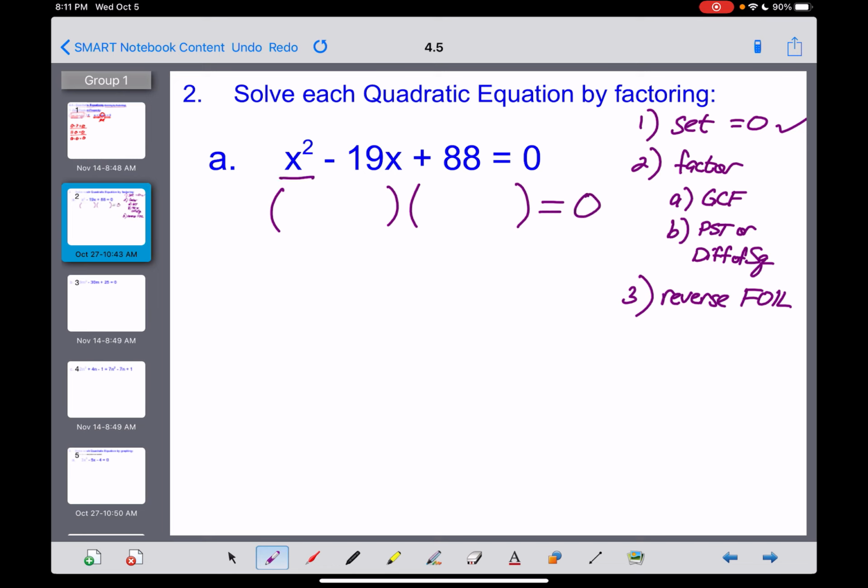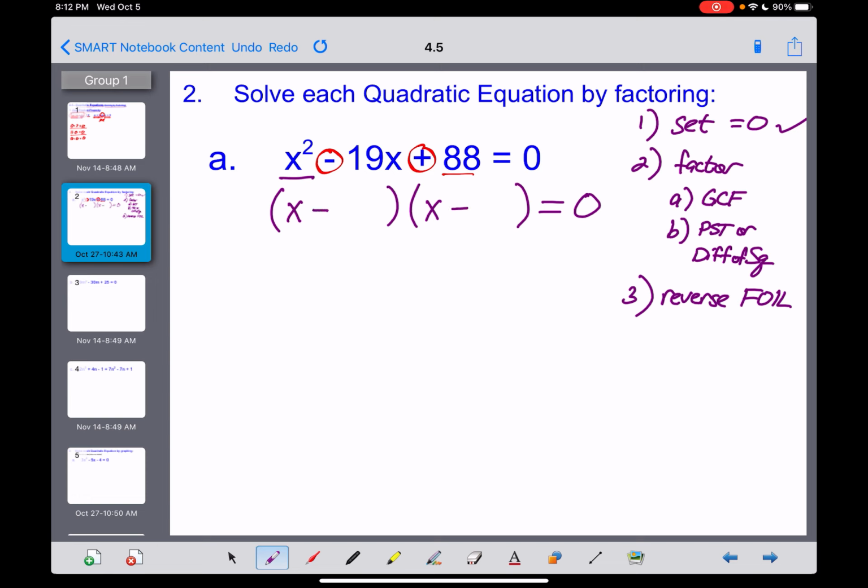Here we go. How do we break up our x squared? X times x. Now we look at the signs. This C value right here of 88 is positive. That tells us that these two signs in purple here are the same. Then we look over here to the sign of B, and since it's negative, that means these signs, which are the same, are both going to be negative.